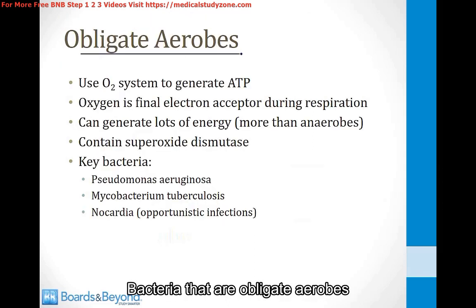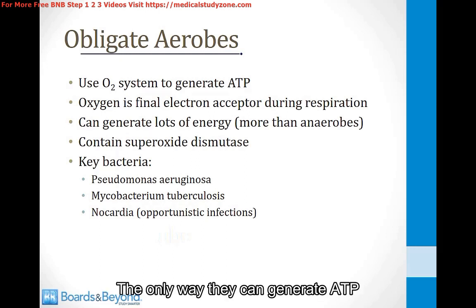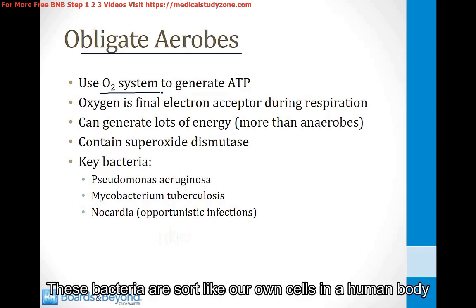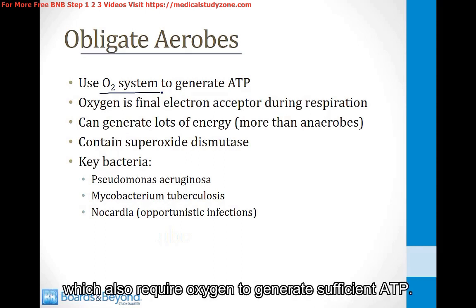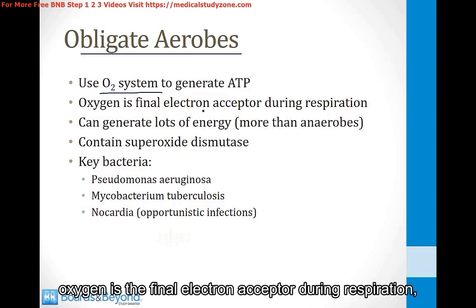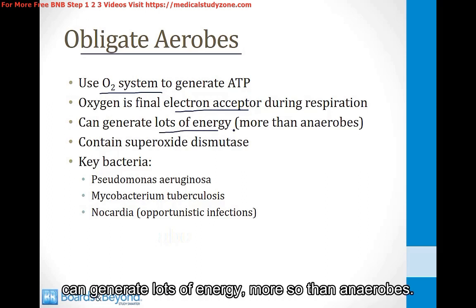Bacteria that are obligate aerobes must have oxygen in order to generate ATP. The only way they can generate ATP is through using an oxygen-based system. These bacteria are sort of like our own cells in a human body, which also require oxygen to generate sufficient ATP. For obligate aerobic bacteria, oxygen is the final electron acceptor during respiration, just like in the cells of our own body. The benefit of being an obligate aerobe is that these bacteria can generate lots of energy, more so than anaerobes.